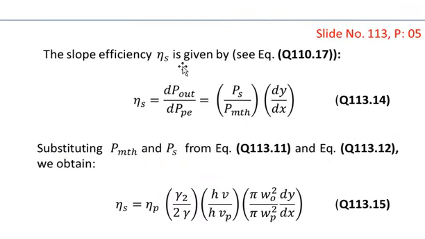The slope efficiency eta s we have defined first time in equation number 110 and equation number 17. So if you consult slide number 110 and equation number 17, you will notice that the slope efficiency eta s was defined there in the following form. That is, eta s is equal to dP out over dP p is equal to Ps over P threshold multiplied by dy over dx.